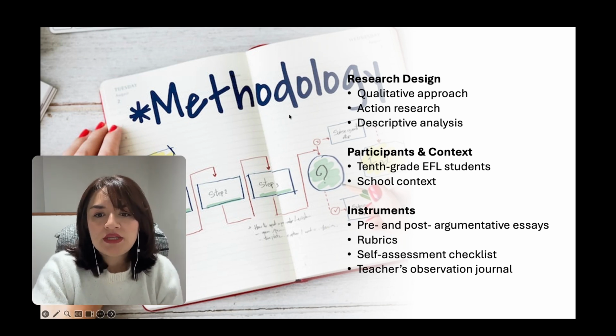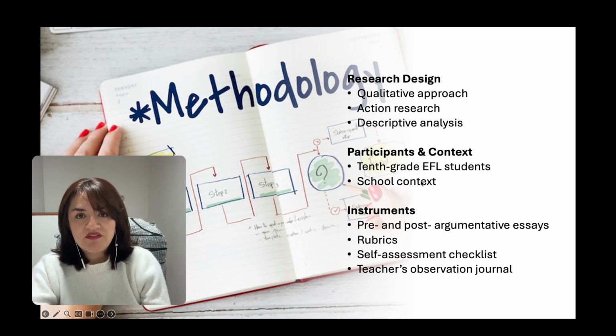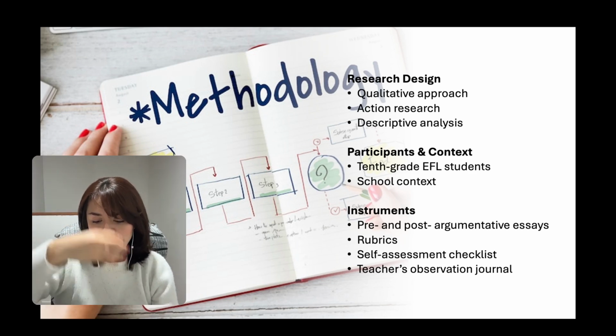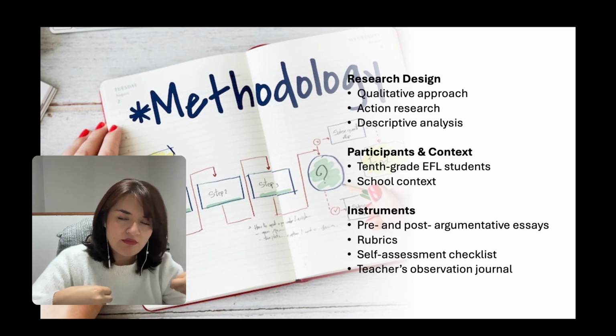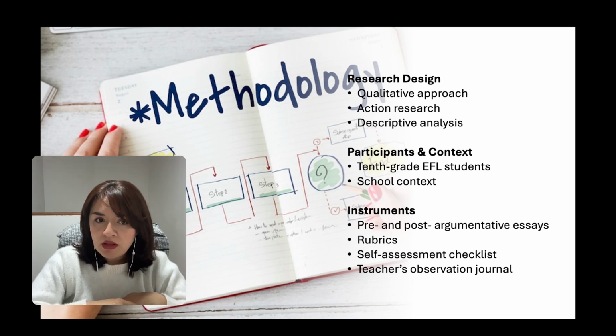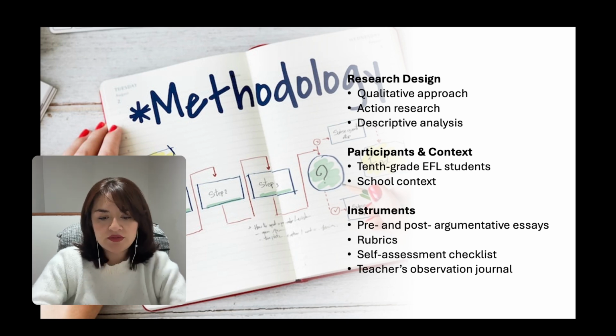I'm going to also show you the instruments here. The pre and post argumentative essays are going to be the same. The student is going to choose one essay to write before the instruction, and then the same one after the instruction. Rubrics to evaluate both stages. Self-assessment checklists for each of the tasks that they do, and my observation journal.